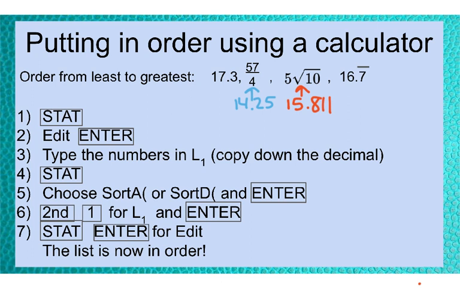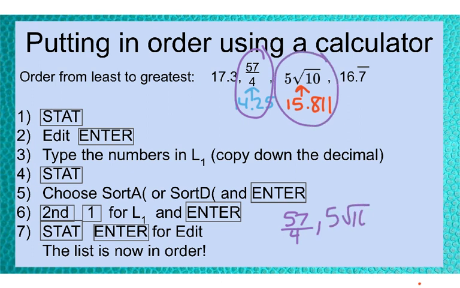It just says done. Well, to go back and see your list, we need to go back to stat again and hit enter to go back to our list. And now we can see that our numbers in list 1 are now put in ascending order. They're put in order from least to greatest. And it's telling me that my smallest number was 14.25. Oh, this is my smallest number. It's the 57/4. Then it's telling me my next number was 15.811. Oh, this was the next one, so it's 5 square root of 10.